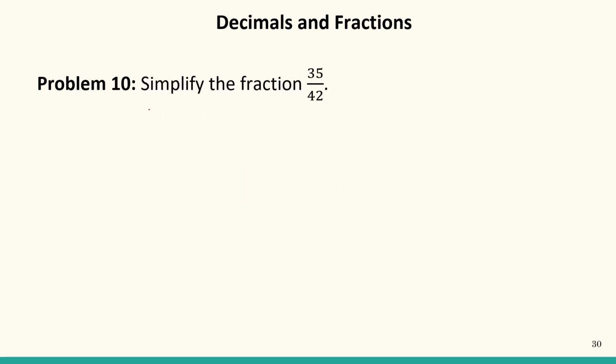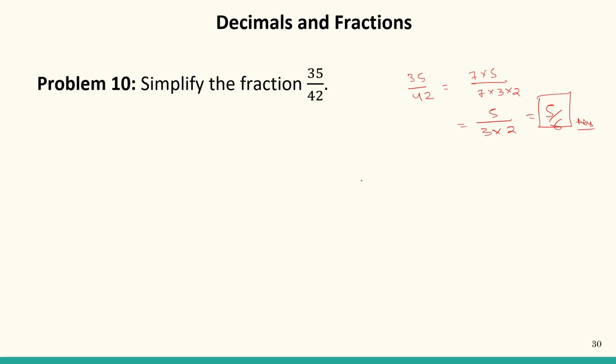So let's solve problem number 10. That told us to simplify 35 by 42. By prime factorization, what we can see that this is nothing but 7 into 5, and this is nothing but 7 into 3 into 2. 7 into 6 is equal to 42. Okay, so what we can cancel out here is 5 by 3 into 2, that is equal to 5 by 6. So 5 by 6 must be the answer.